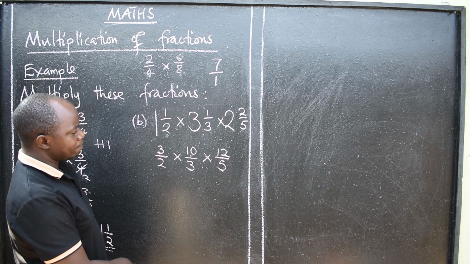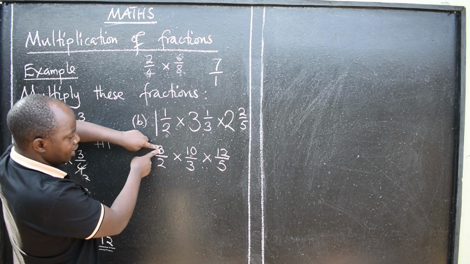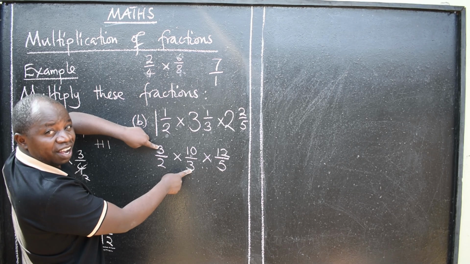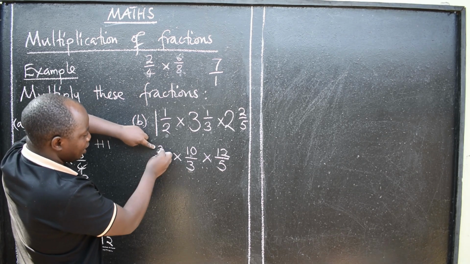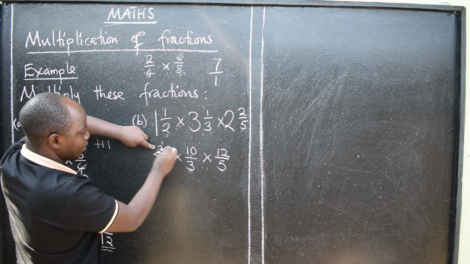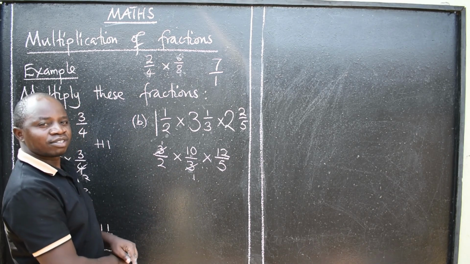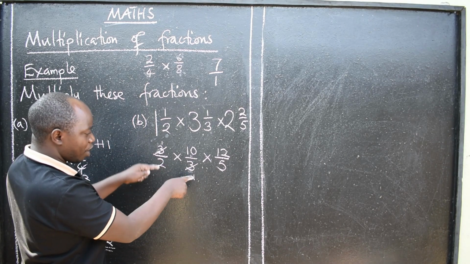Well, I can say this 3 and the 3. I can reduce them. Are you seeing that? So 3 and 3. So I'll reduce 3 into 3, 1. Here, 1. So here I've reduced. I've remained with 1, 1.